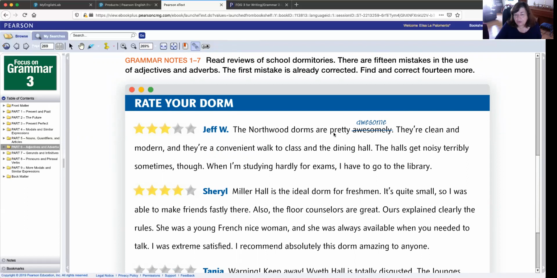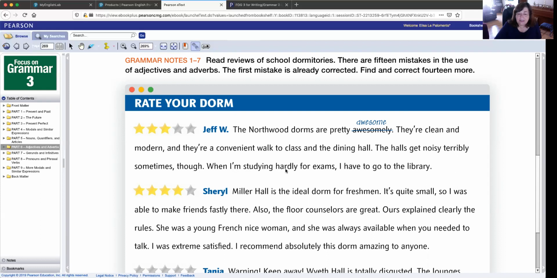The Northwood dorms are pretty awesome. There they are, clean and modern, and they're a convenient walk to class and the dining hall. The halls get noisy terribly sometimes though. Where's the mistake? Okay, the adjective is noisy, and this is an adverb that describes how noisy. So this has to go before noisy. The halls get terribly noisy sometimes though.